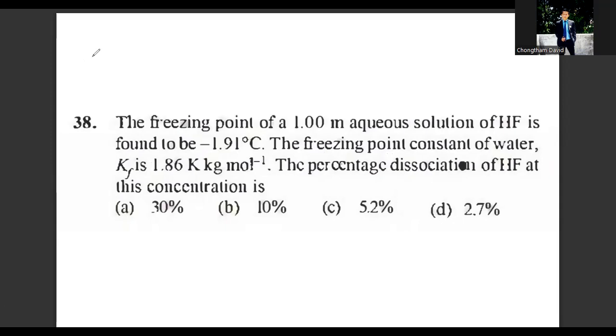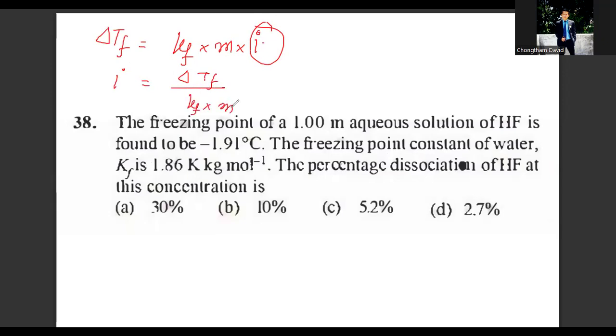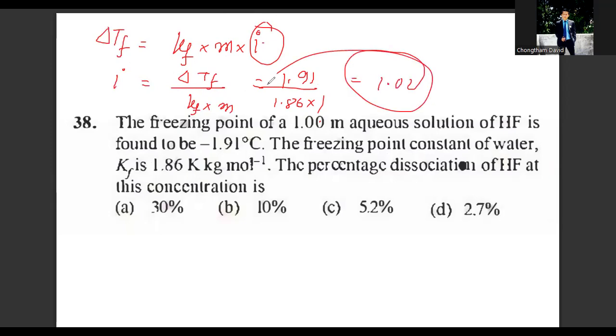Let's write here delta Tf. Mathematically, cryoscopy can be written as Kf into molality. And if it is an electrolyte, always consider this i because it dissociates or associates. According to the equation, it is hydrogen fluoride, so it must undergo dissociation to some extent. Now delta Tf divided by Kf into molality, the answer would be 1.91 divided by 1.86. 1 molar solution would be 1. So calculate approximately, you get 1.02. This is the Van't Hoff factor i.